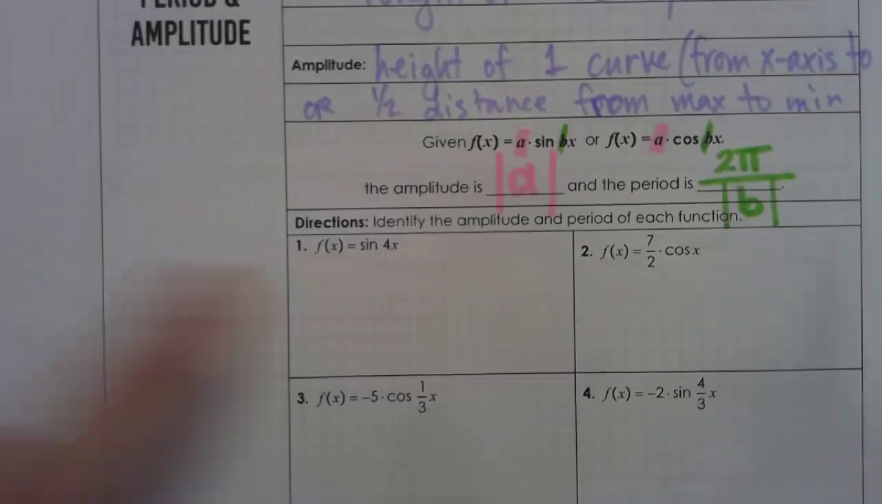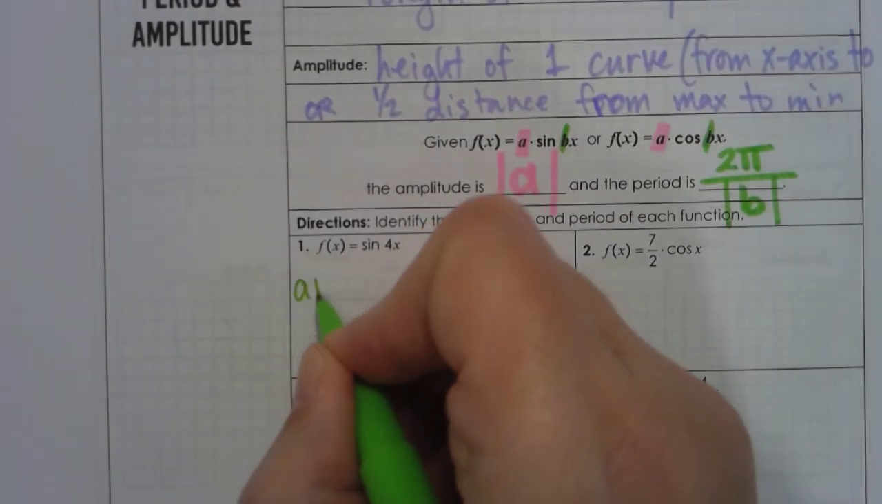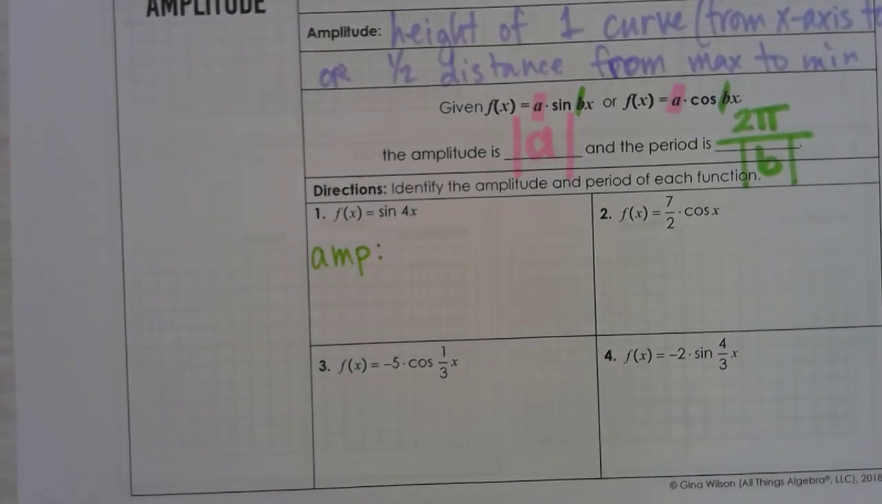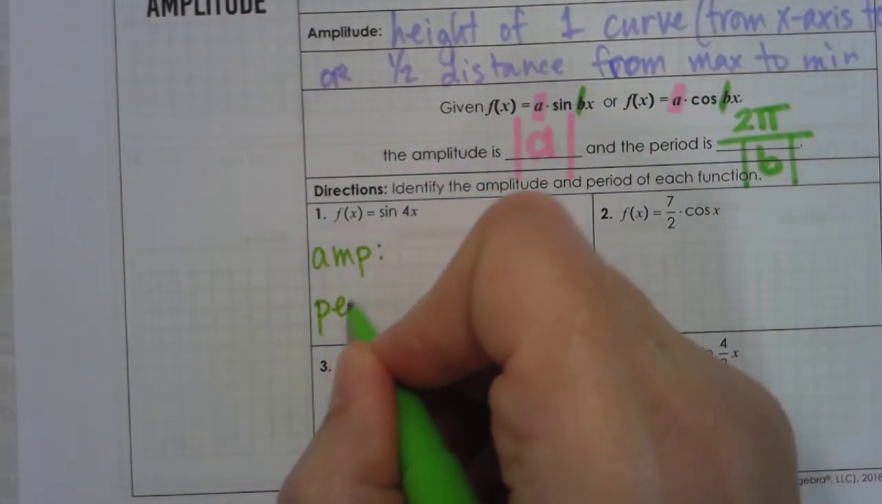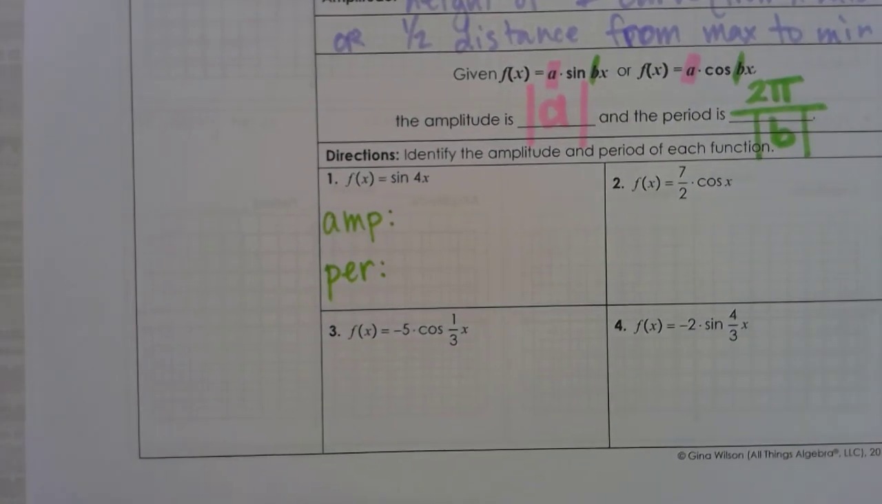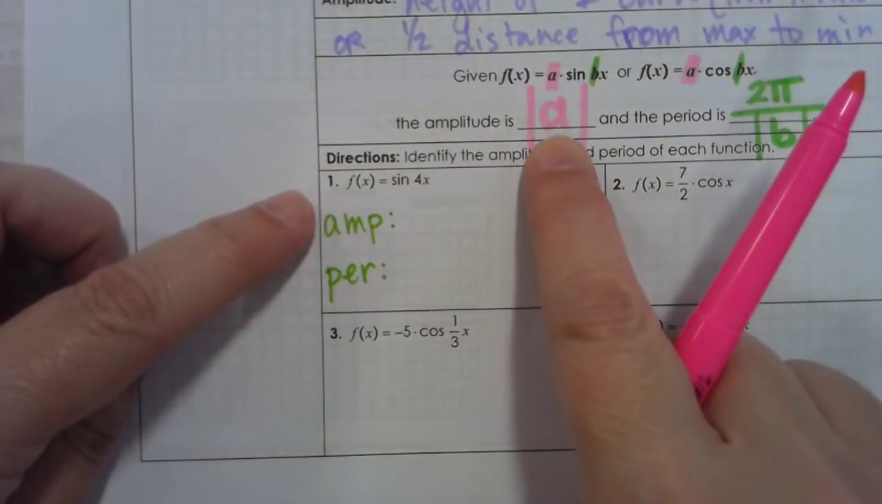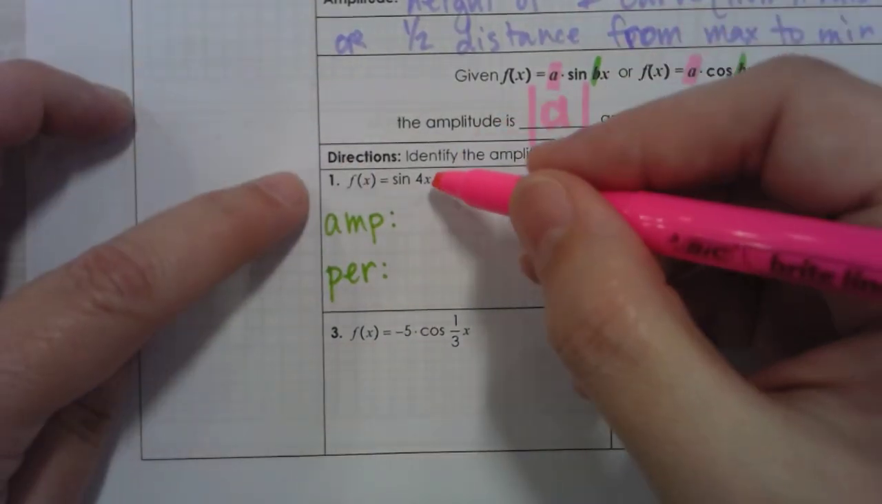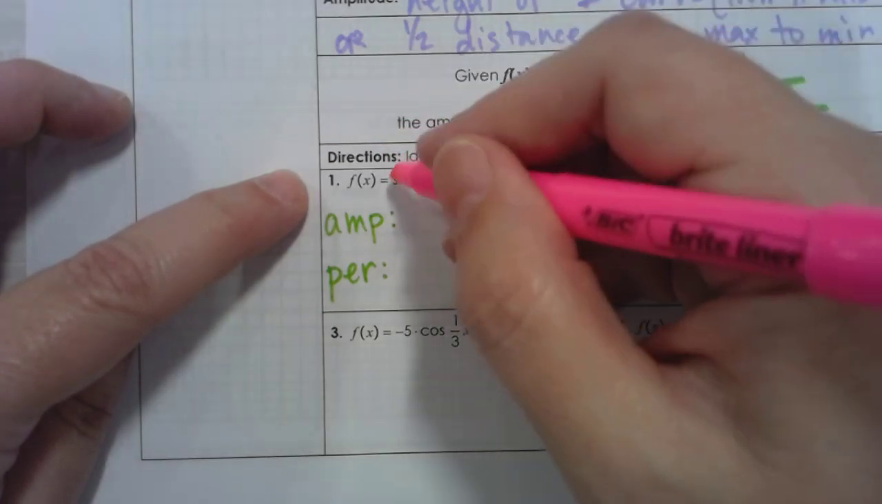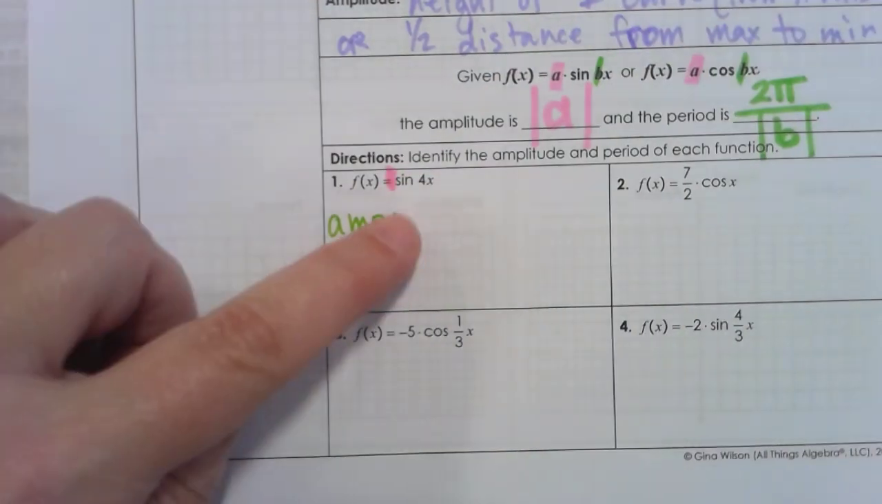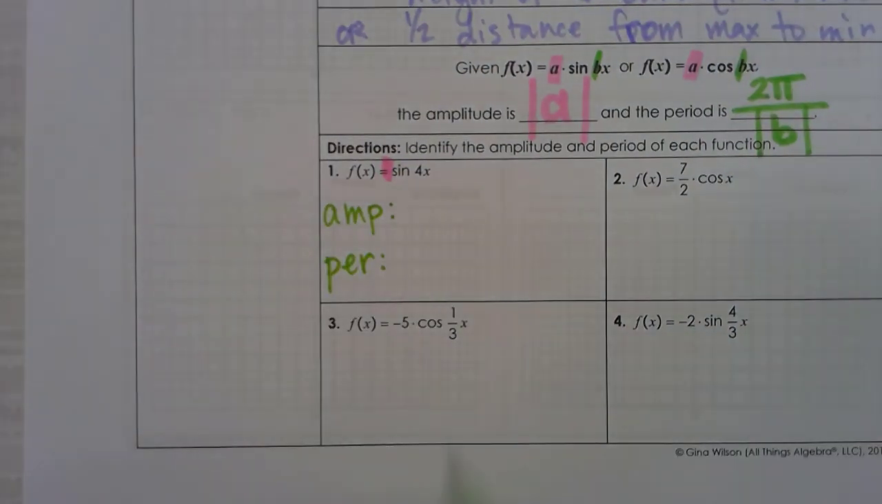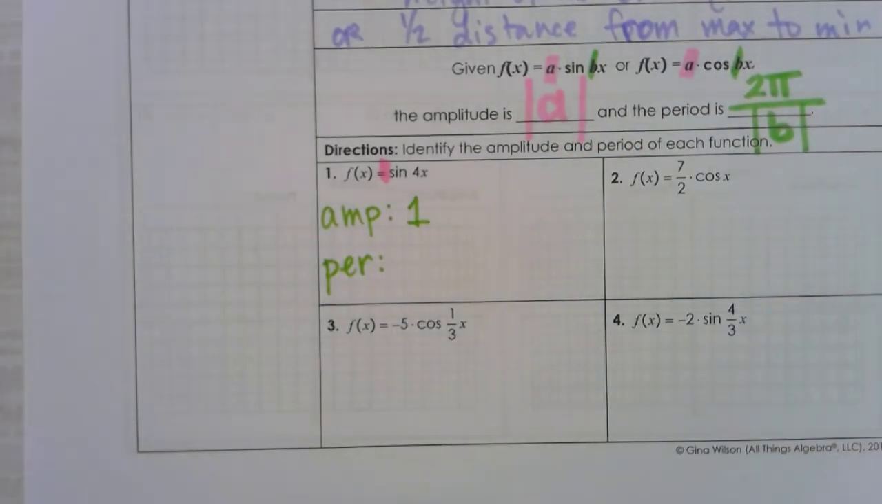All right, so on number 1, we're going to write the amplitude. I'm going to abbreviate it, amp, and we're going to write the period, PER. The value for the amplitude comes from the A value, which is in front. So what number is in front of the word sine? No number, so that's a 1.